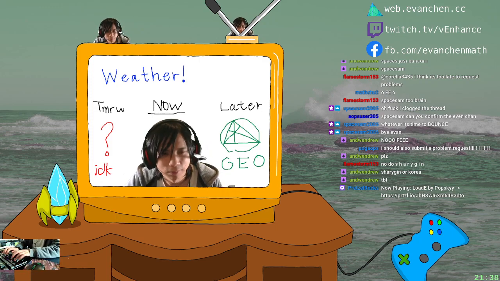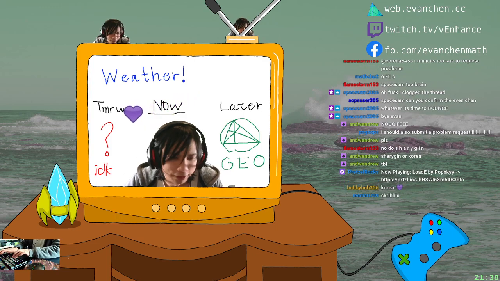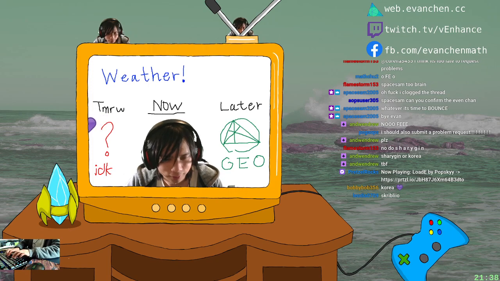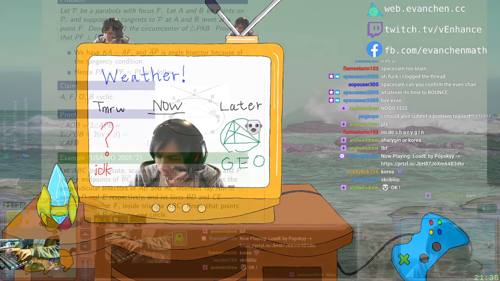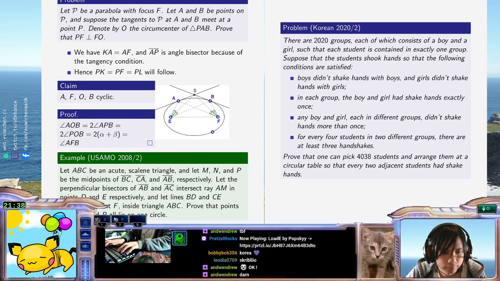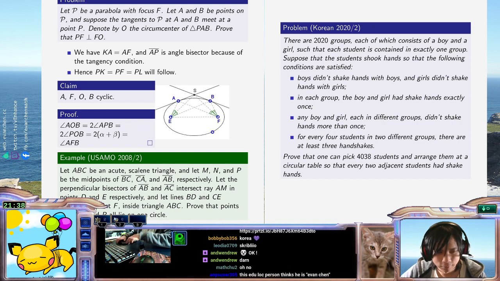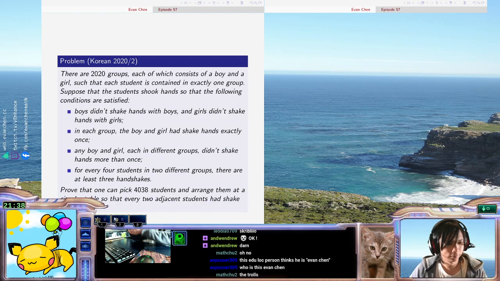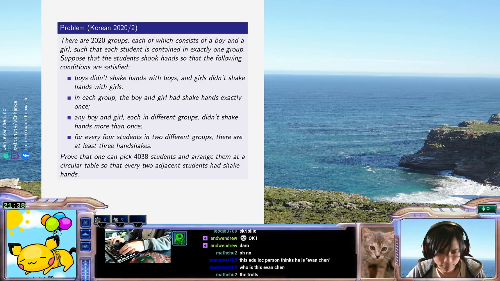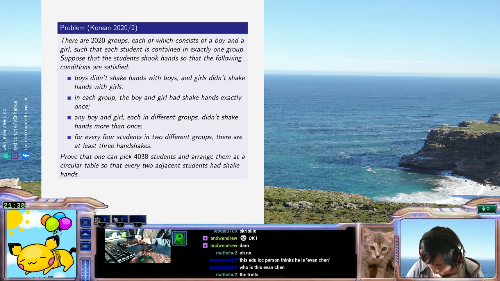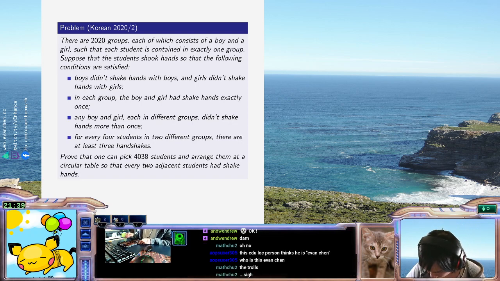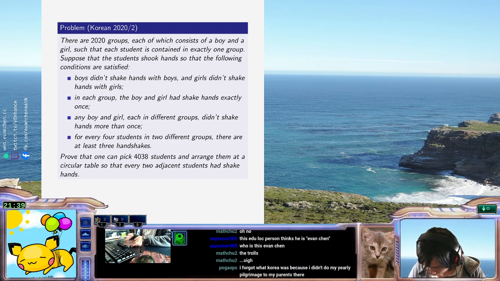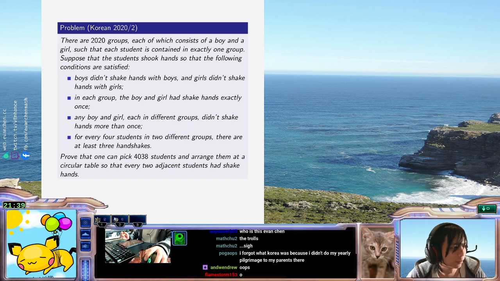To Korea. I will attempt the Korea problem, although honestly, what the heck? But also, okay, fine. It's graph theory. This will probably need a board, right? Because it's graph theory.